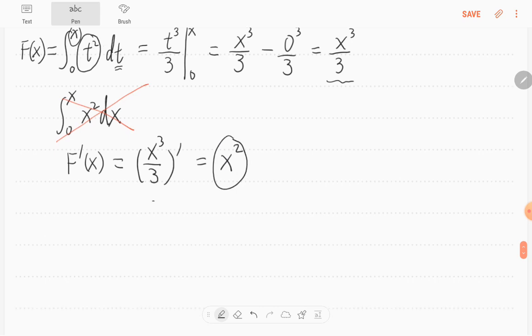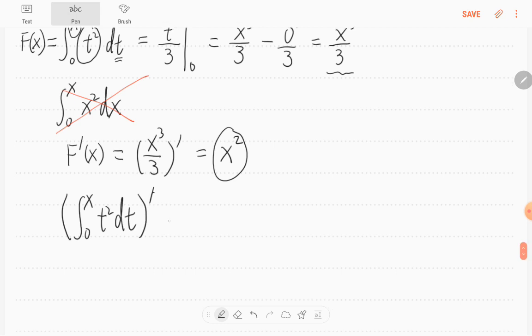This is the result. If you have this integral, the derivative of the integral of t squared dt, you take the derivative, we just do the calculation, it's equal to x squared. So you see, we just plug x into the integrand t squared. Then you will get your result.